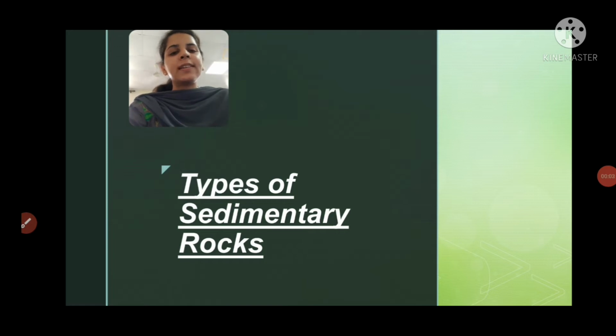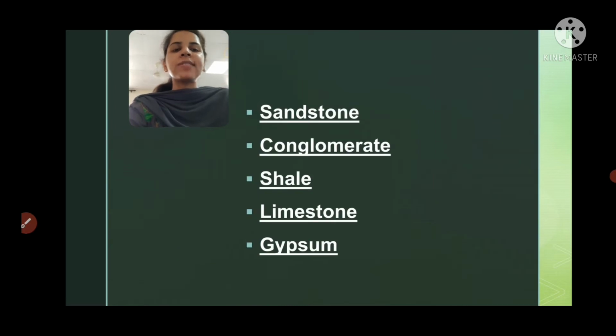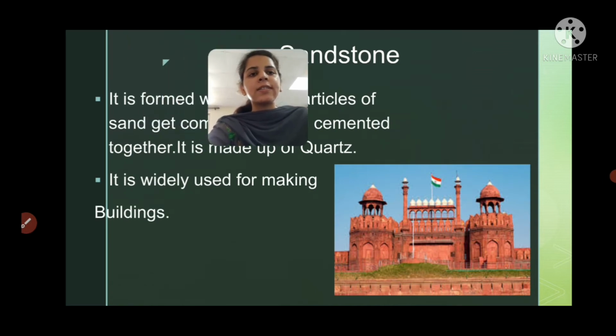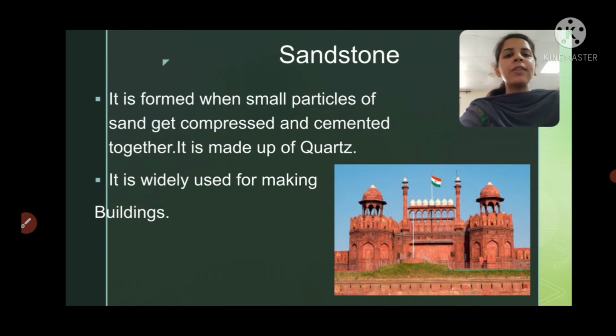So students, let's talk about types of sedimentary rocks. So there are 5 kinds of sedimentary rocks. These are sandstone, conglomerate, shale, limestone and gypsum. So let's talk about sandstone. So how is it formed?